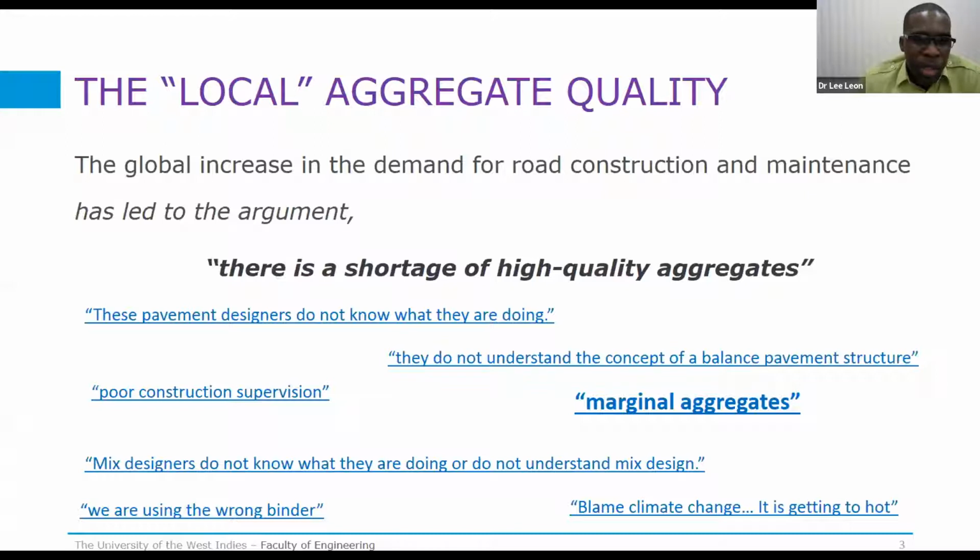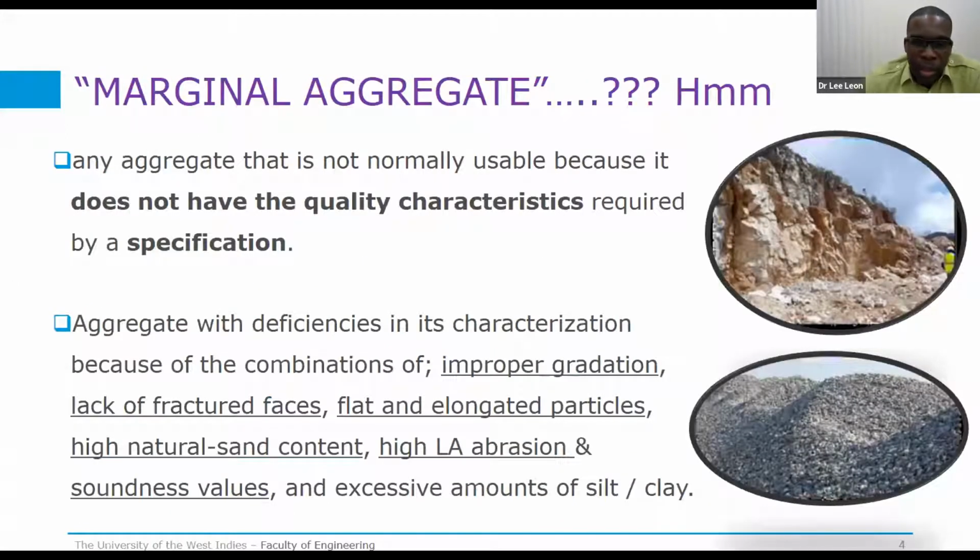Now, this question of marginal is dependent on the definition of what really marginal is, in terms of an aggregate that is not normally usable because it does not qualify, it doesn't have the quality characteristics required by a specification, or the aggregate with deficiencies in the characterization because of combinations of improper gradation and other such properties. So we can see that marginal is really defined or dependent on the specification it is written against.